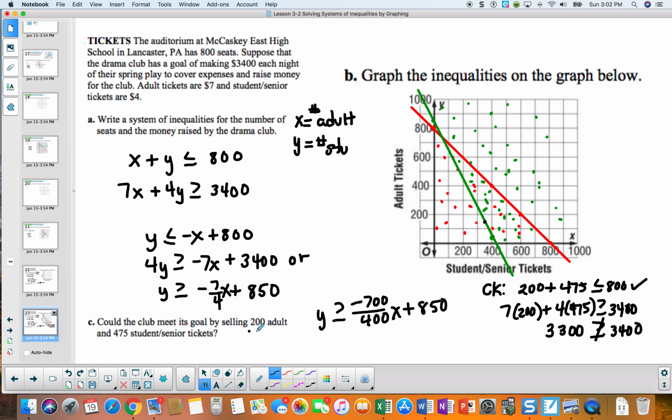And the question is, will this number be in the solution region? And here's 200, and I go up to 475. Really is hard to tell, very hard to tell. I don't know where that point is, whether it's outside the region or inside the region. So I took the 200 and 475 and I put it back into the original. Certainly it fits there. And I put the 200 into here and the 475 into here, and I found that it added up to 3,300, which is not our goal of 3,400. So the answer is, could the club meet its goal? And the answer is no. It's close, but it hasn't met the goal.